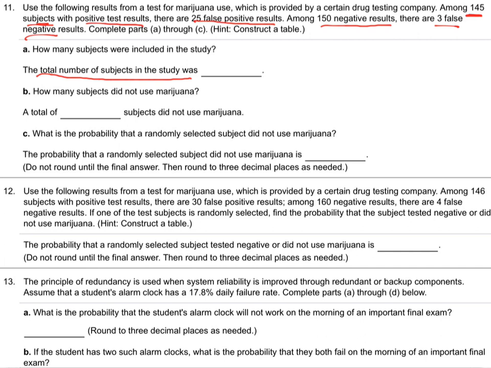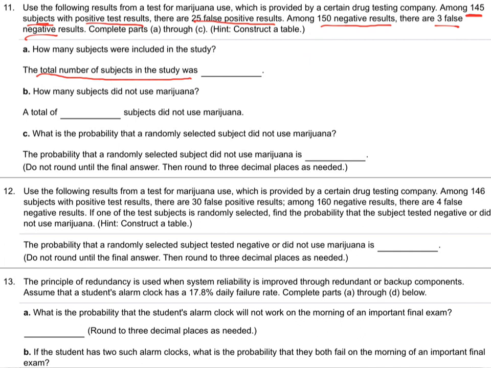So it's making us read all those words real careful. 295. Is that what it is? So how are you coming up with that, Ken? 145. 145 subjects were positive and 150 were negative. So 145 positive, yeah.